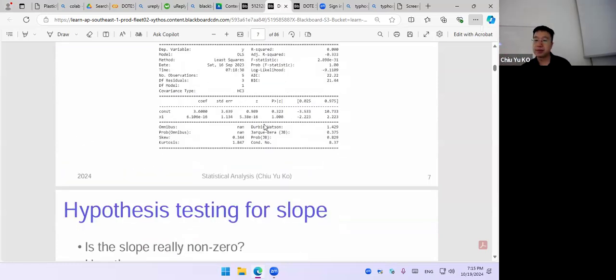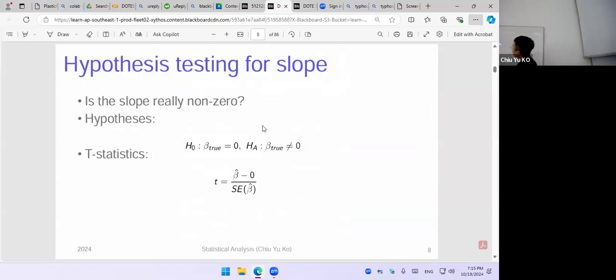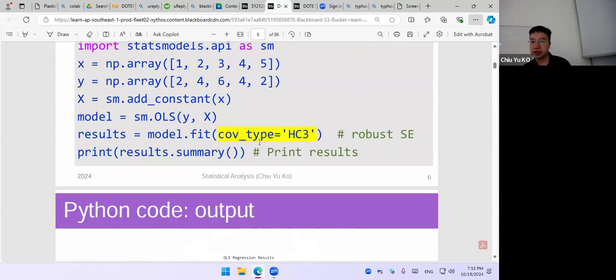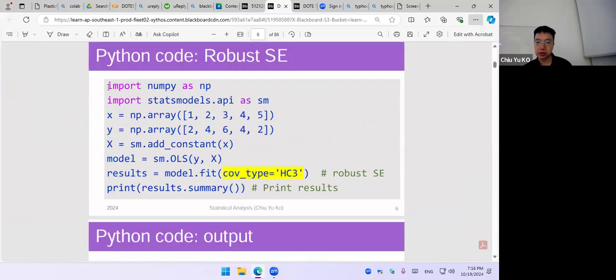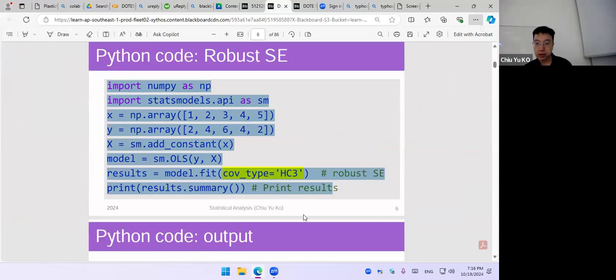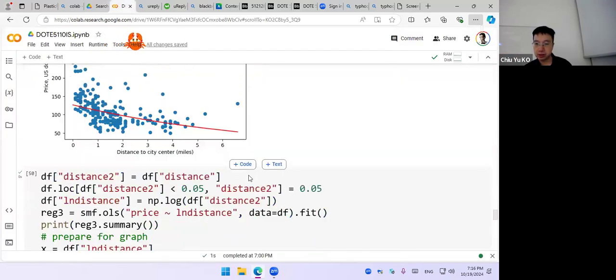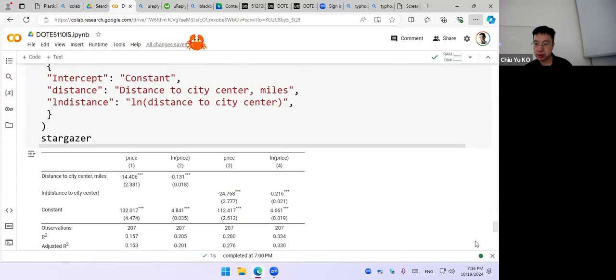Is that okay? I want to turn your attention to the following: you want to test whether the slope is significant. But first, why do we need this covariance type? Because whether you use HC3 or not will affect this interval. So let me show you this. I copy this and run it.